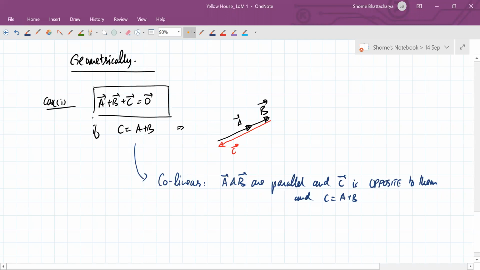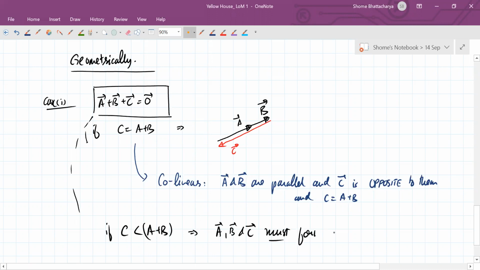Now within this, if magnitude of C is less than magnitude of A plus B, then this implies that A, B and C must form a closed triangle when drawn head to tail, तभी उनका रिजल्टेंट जीरो हो सकता है.